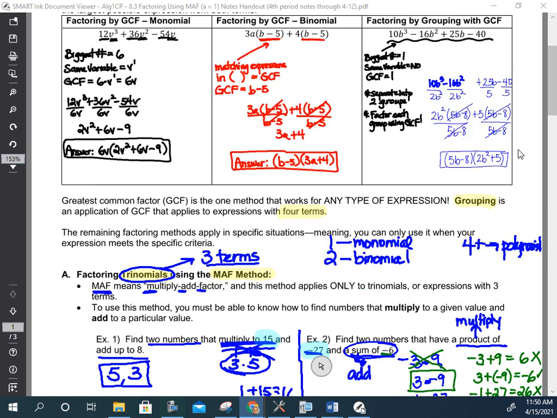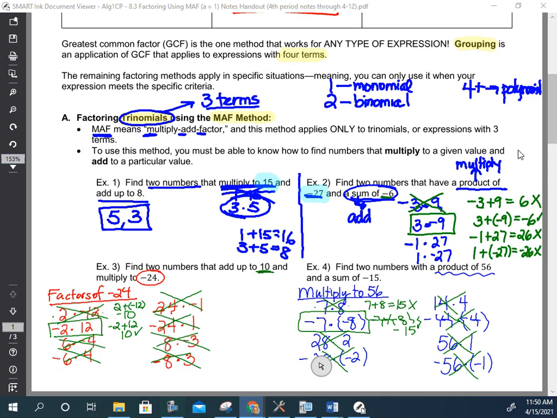All right, so MAF is based on knowing how to multiply and knowing how to add. You have to know how to multiply, you have to know how to add.